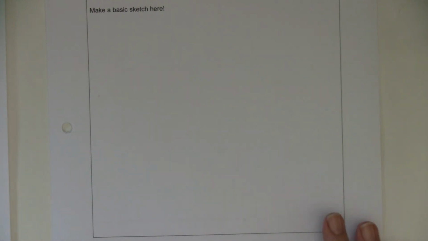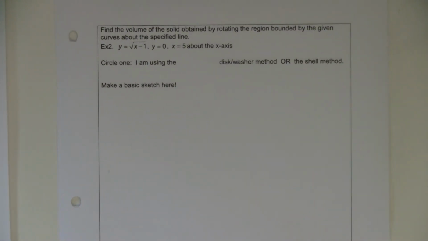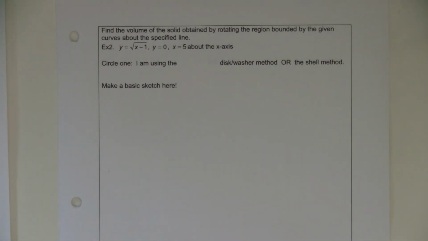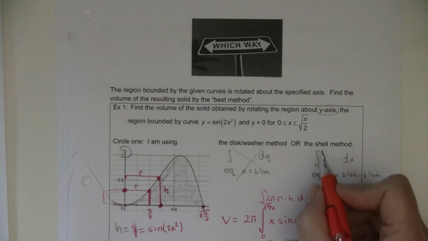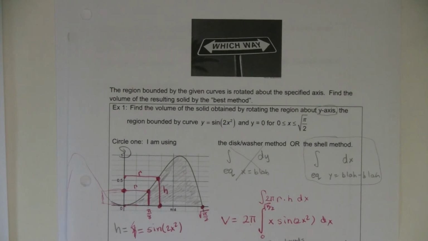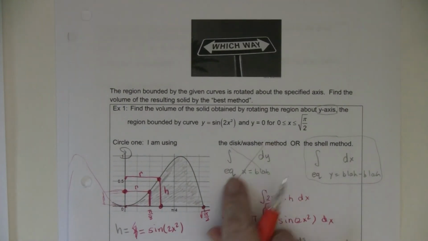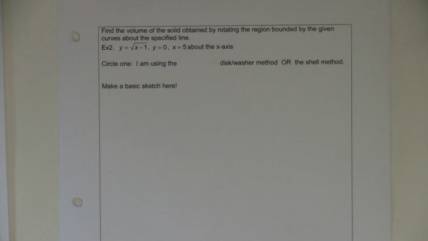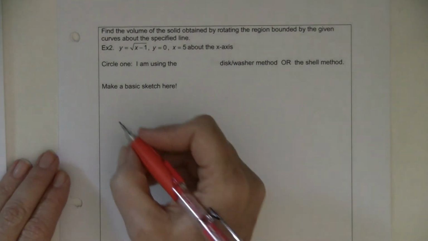Okay, so this problem, I called it example 2, and I asked you to circle which method you're using, and I didn't circle it, right? So I'm using the shell method, and I crossed out the method I'm not going to use. Okay, so this is the next example, and you want to make a basic sketch of it.